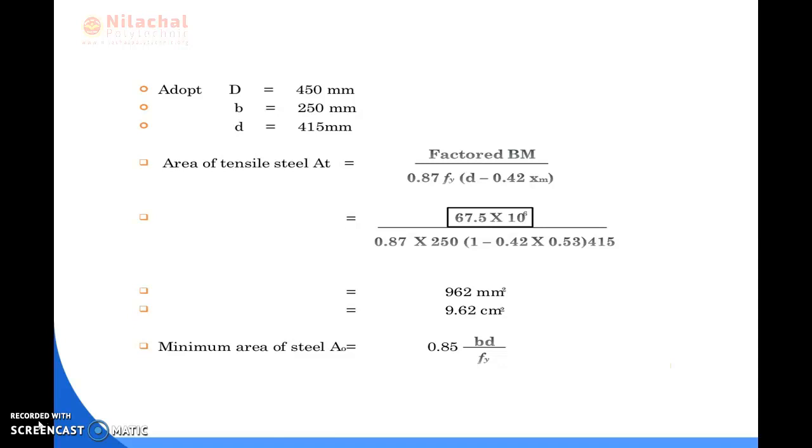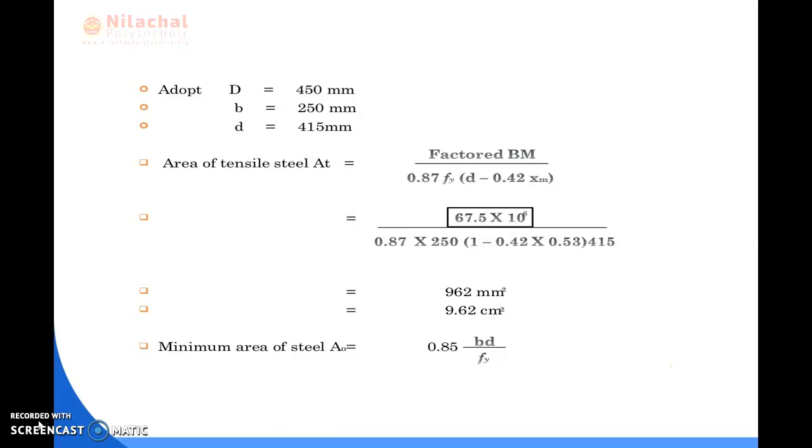We put in the formula. Here the factored bending moment, or moment of resistance Mu, is equal to 67.5 into 10 to the power 6. So here we put the value, divided by 0.87 into fy, where fy is 250, and the value is 1 minus 0.42 into 0.53 into 415. So the total value of Ast we can calculate as 962 mm square, or 9.62 centimeter square we can say.